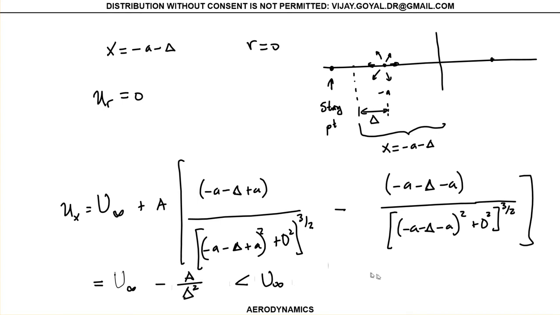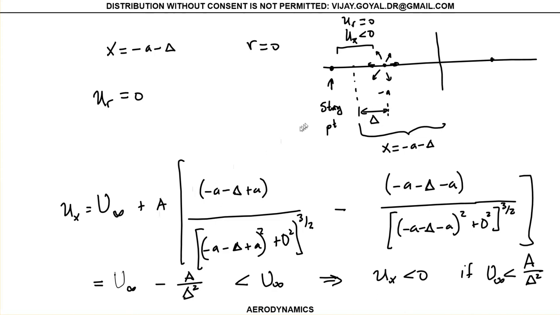So if that's the case, then from here you can immediately show that u of x is going to be less than u infinite if u infinite is less than a over delta squared. Okay, so if this is the case, then that's how we know that all the values here, u of x, are actually less than 0 and u_r is equal to 0. Okay, so now we can keep on moving on.